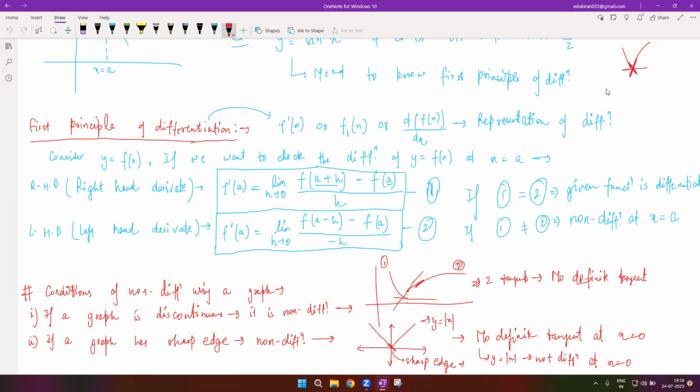There are infinite tangents at this point. This is also a tangent. See from here, this is also a tangent. This is also a tangent. There are multiple tangents at x equals 0 in the case of y equals mod x. Did you understand this? You can easily form these tangents. Just form a line.